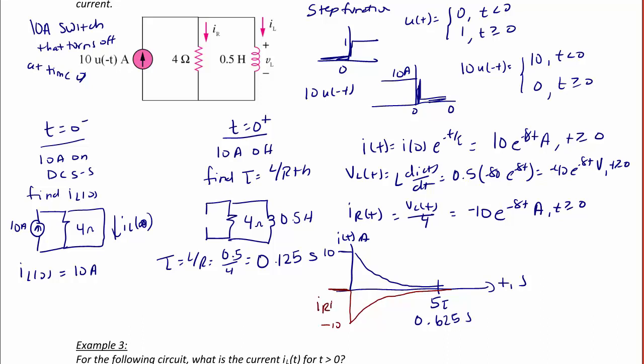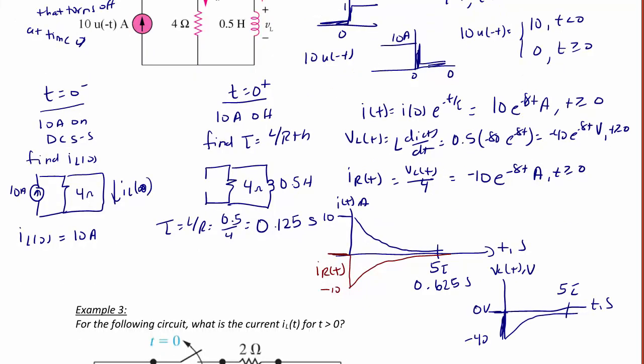Finally, let's show the sketch for the voltage. The voltage across the inductor is initially 0 volts, and then at time 0, when the switching occurs, it drops down to negative 40, and it also dies off to 0 in 5 time constants.